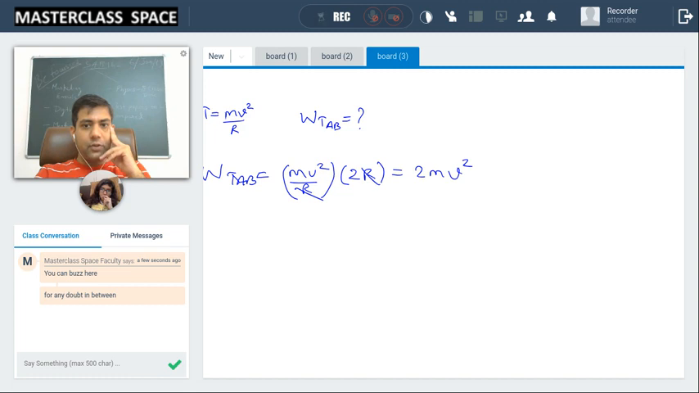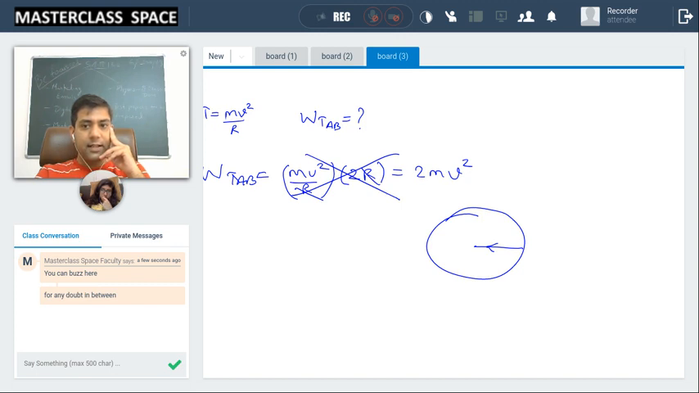I have done this mv square by R into 2R. Do you think it is correct? Yeah. Really? I cannot use this one. It is not correct. This is wrong. You know, the reason is what? Reason is the force direction is changing. The tension direction is changing.